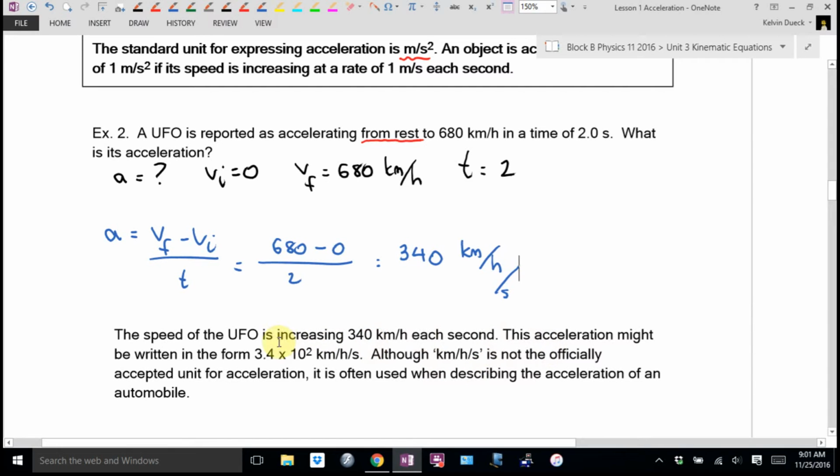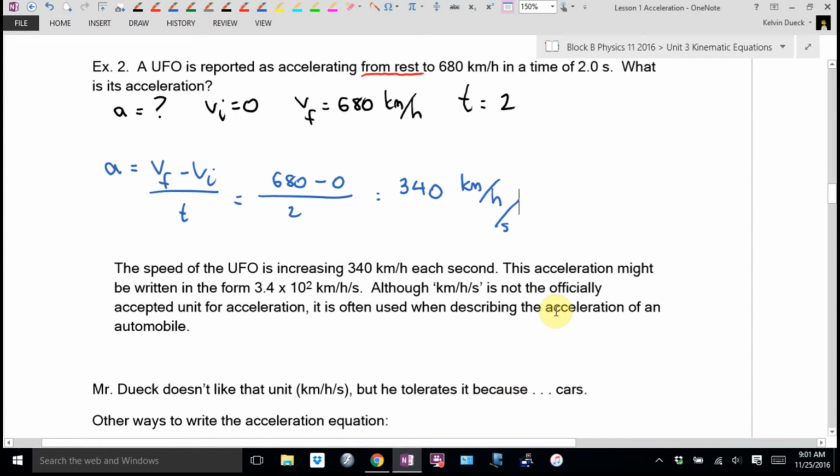This acceleration might be written in the form of 3.4 times 10 to the 2 kilometers per hour per second, or 340 kilometers per hour per second. Kilometers per hour per second is not the officially accepted unit for acceleration, but it's often used when describing the acceleration of a car. Because what does your speedometer give you the units in? Could you not just convert kilometers? You could, except I'm not going to, because it's accepted. So I wrote down here, Mr. Dewick doesn't like the unit, but he tolerates it because cars.